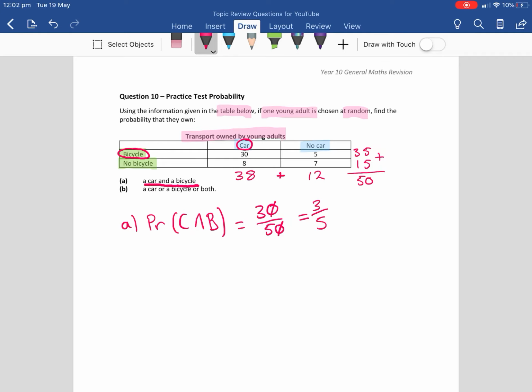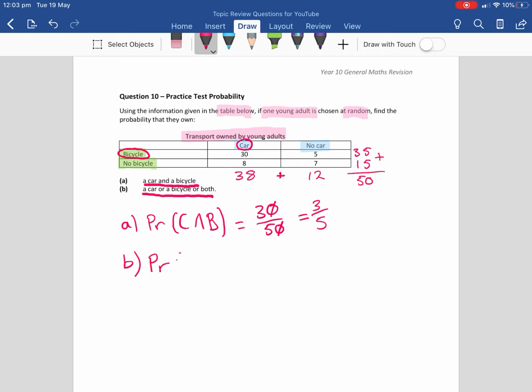So the main thing here is being able to read the table and what do the numbers mean. So for B, it says, what's the probability of a car or a bicycle or both?